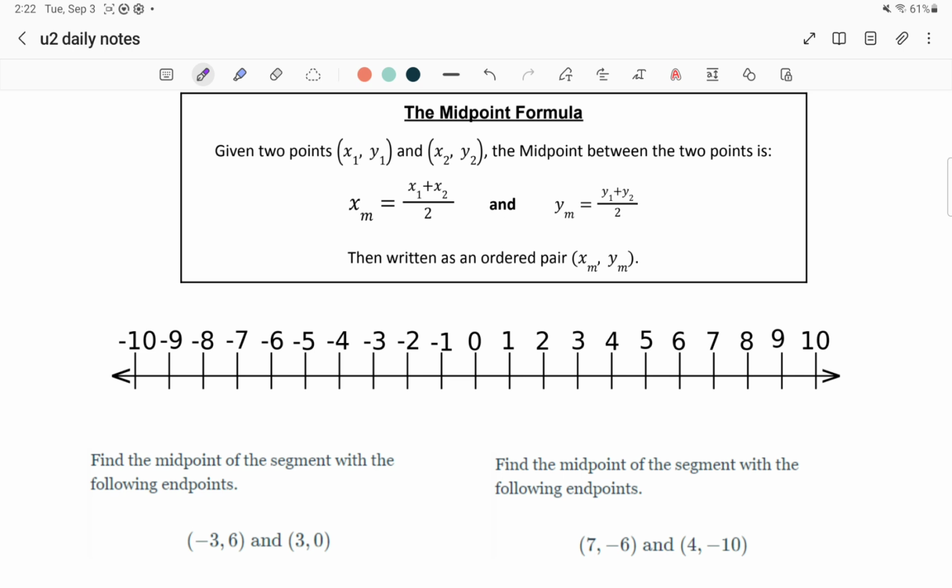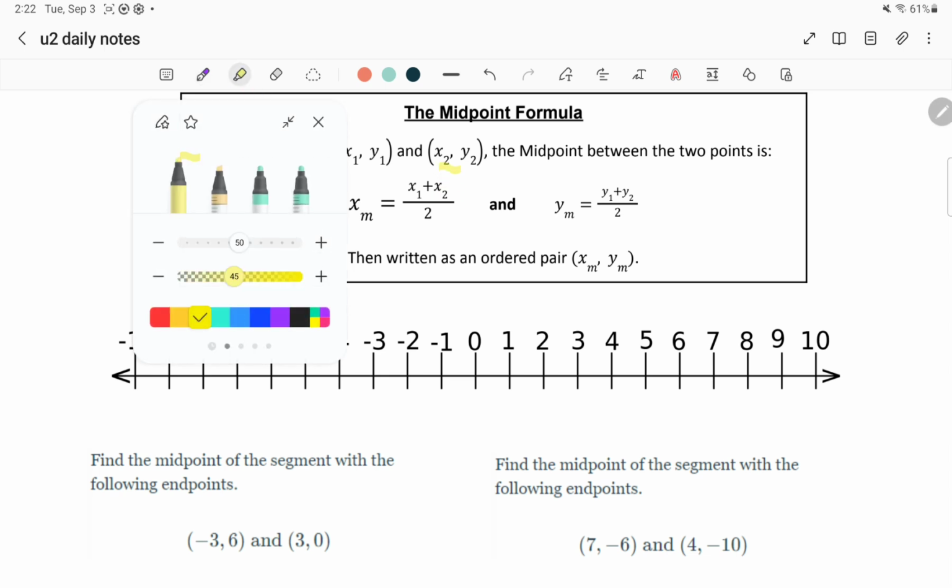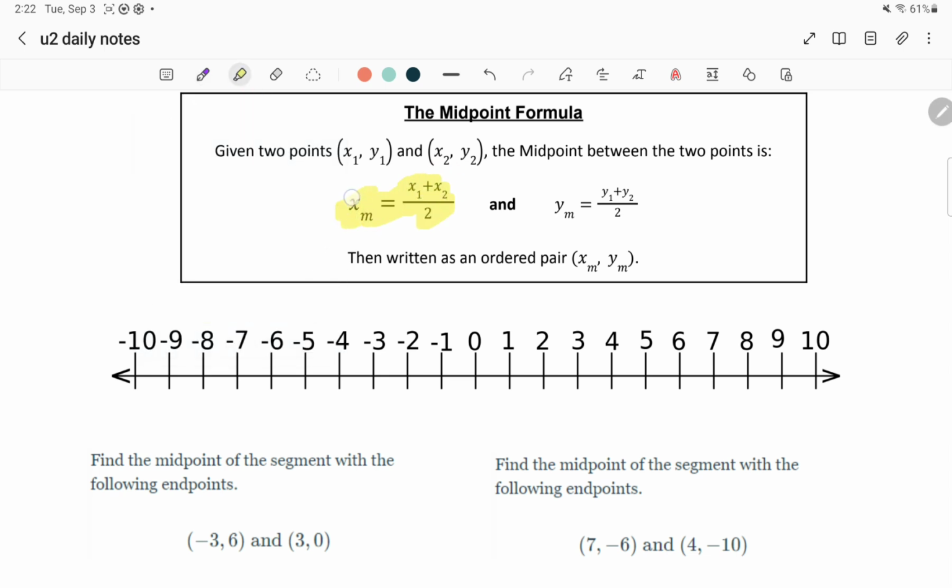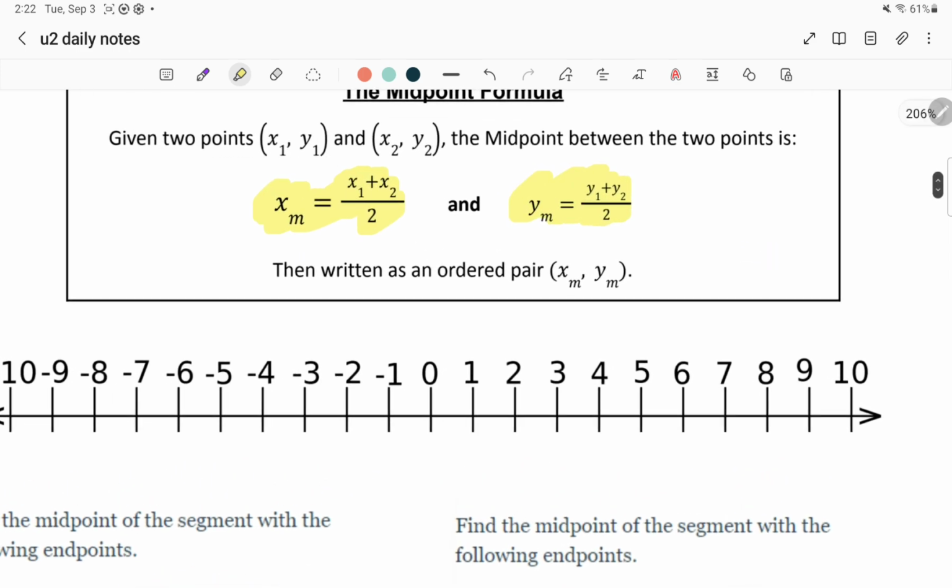Next thing is the midpoint formula. We still have x1s and x2s because we're still given 2 points. But we're going to plug them into a different formula because we're not trying to find the distance anymore. We're trying to find the middle. And when we find the middle, we are then going to write it as an ordered pair. So here is what that looks like.